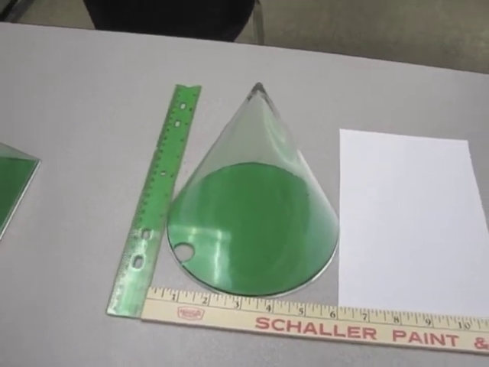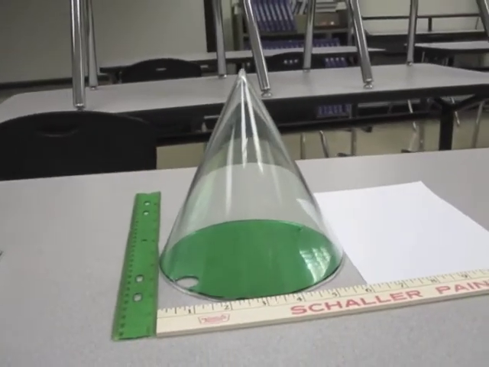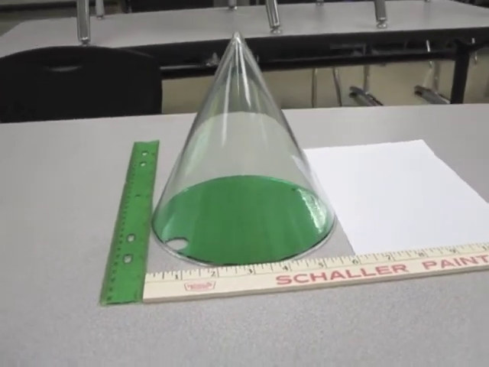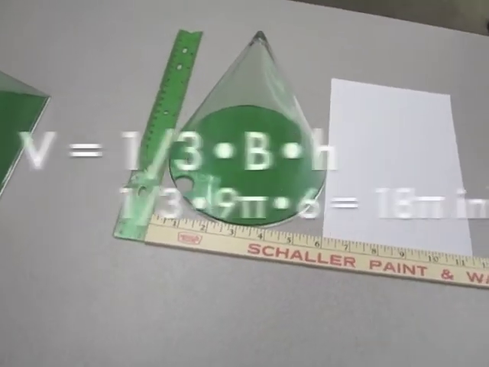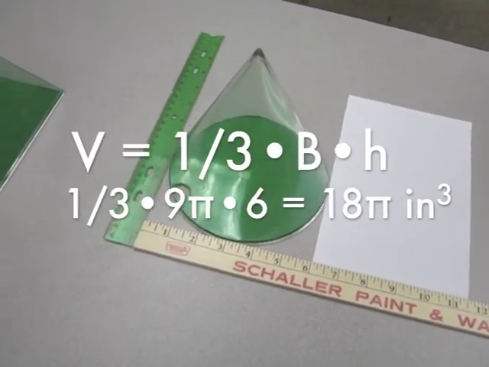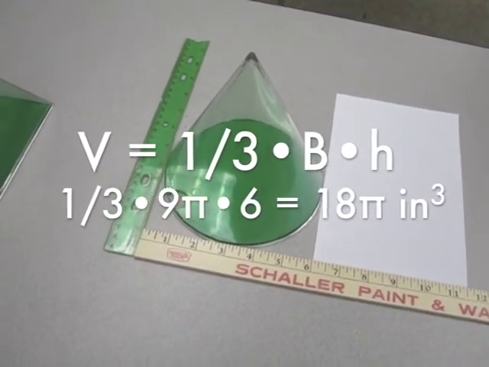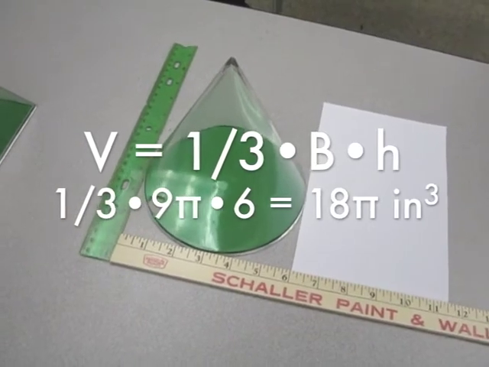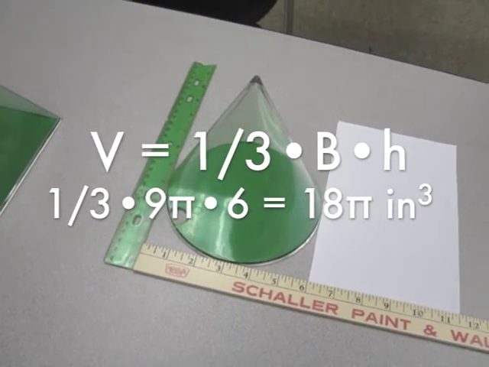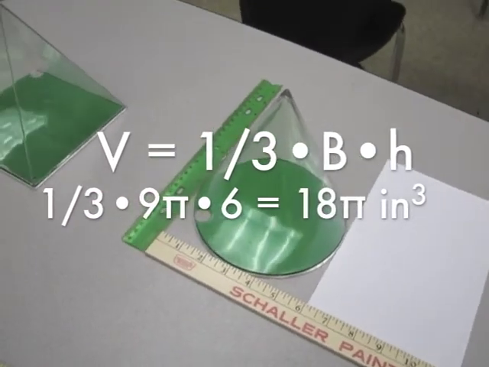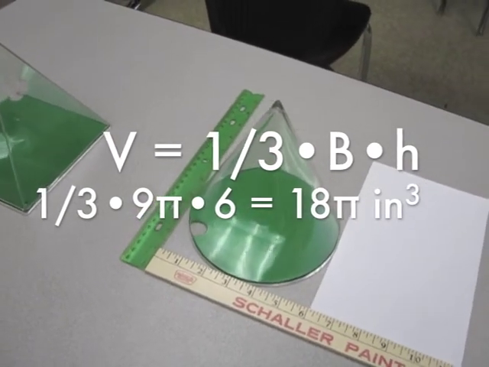We'll then take that times the height of this cone, which, trust me, like all the others, is 6 inches. 9 times pi times 6 would be 54 pi. But it's 1/3 as much. And 1/3 of 54 is 18. So the volume of this cone is 18 pi cubic inches.